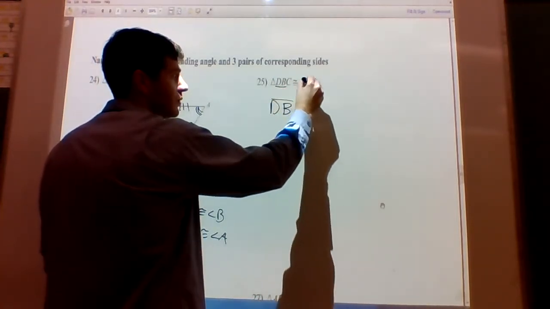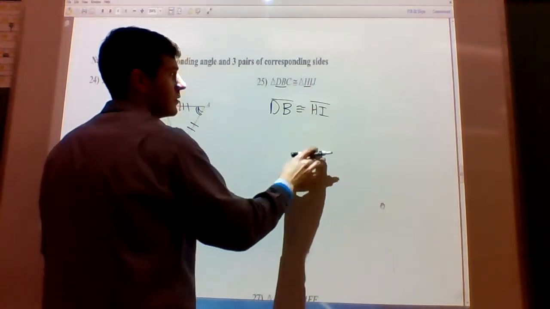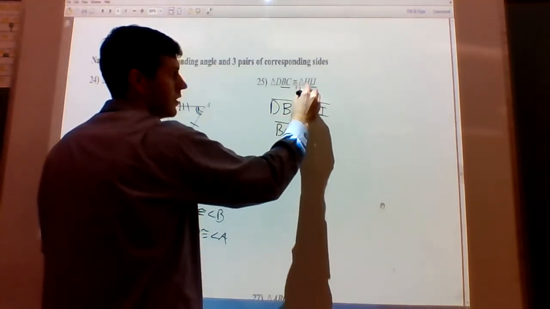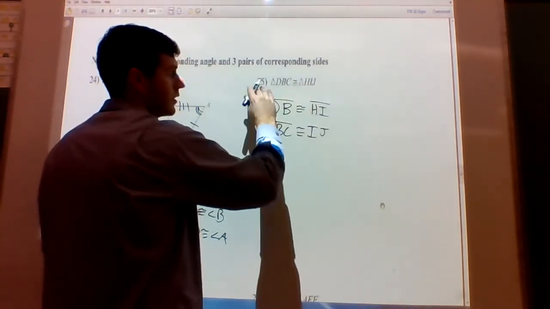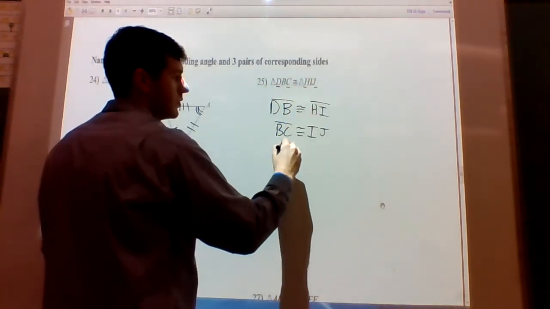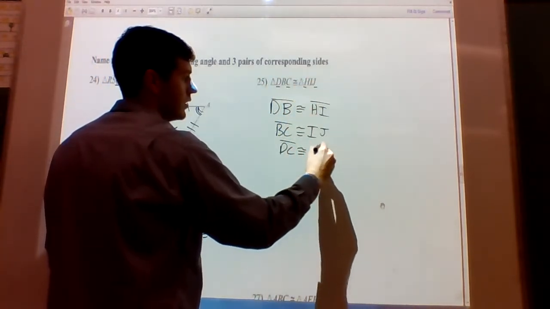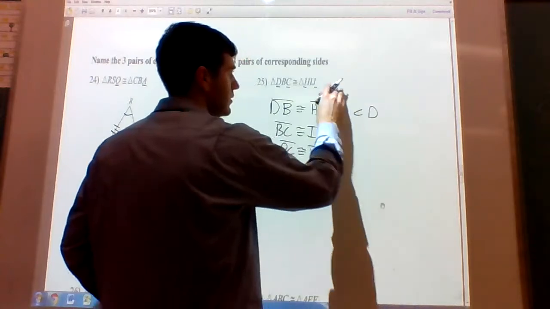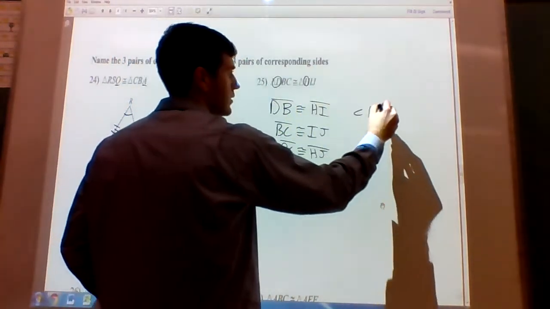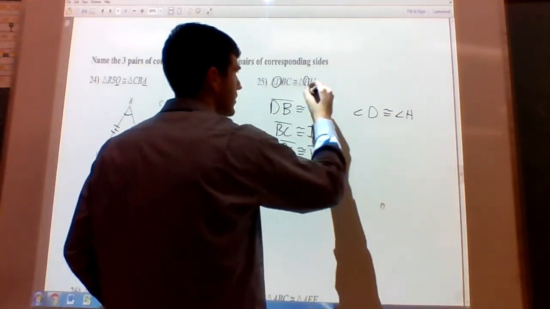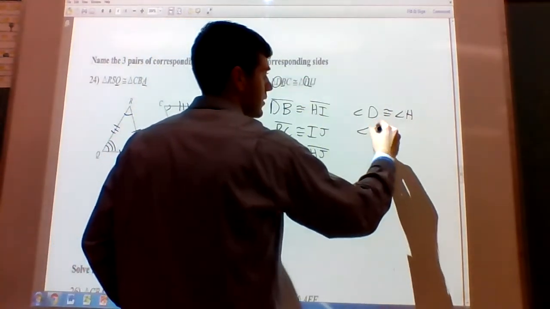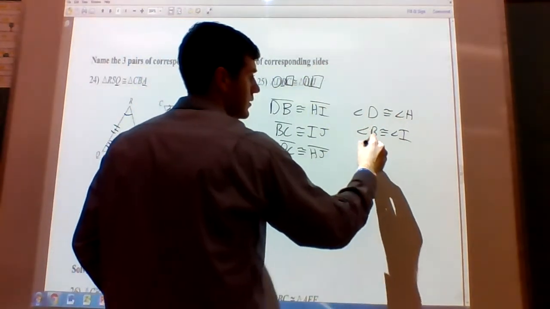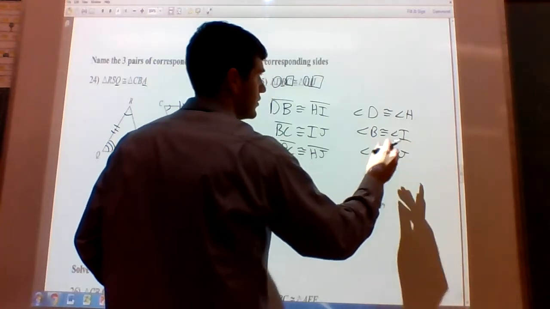Okay, so DB is going to be congruent to HI. BC is going to be congruent to IJ. Okay, and then DC is congruent to HJ. Okay, we're going in the same order. Angle D is going to be congruent to angle H. Angle B is going to be congruent to angle I. And then angle C is going to be congruent to angle J.